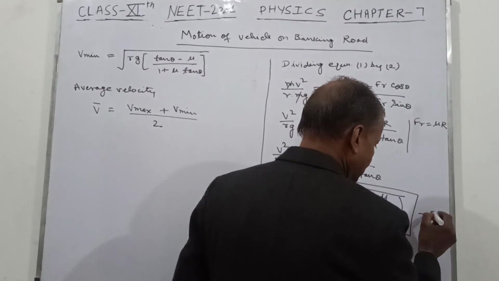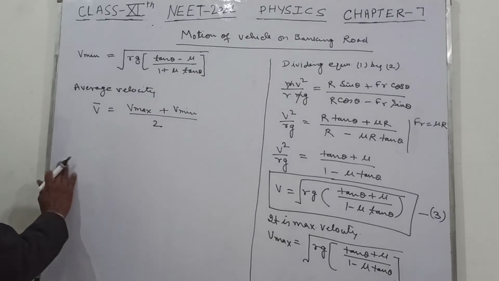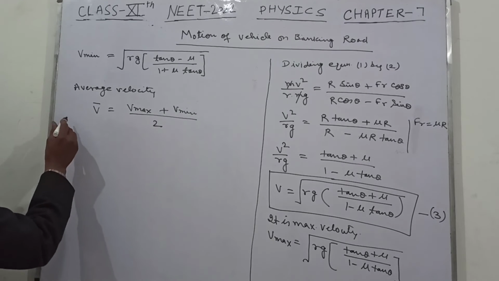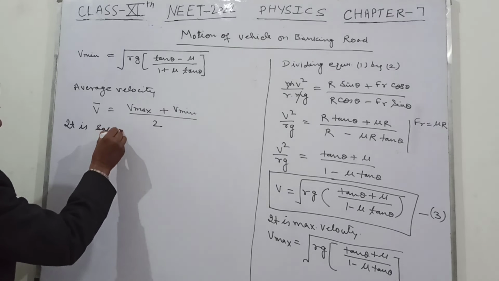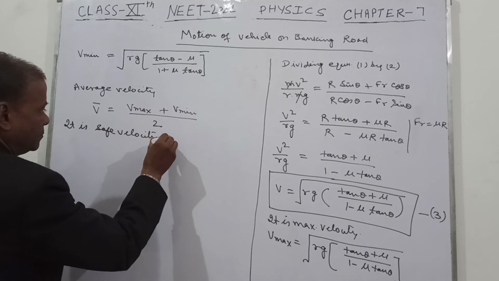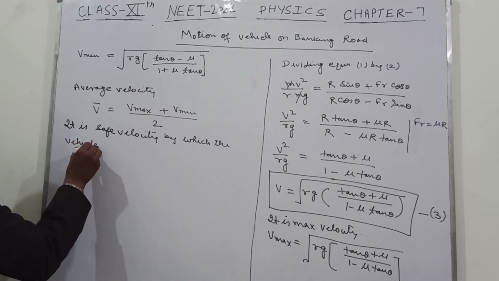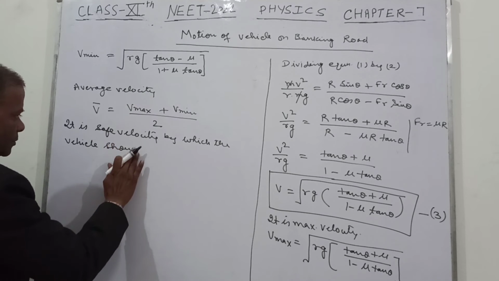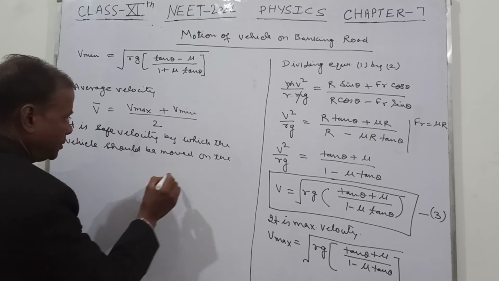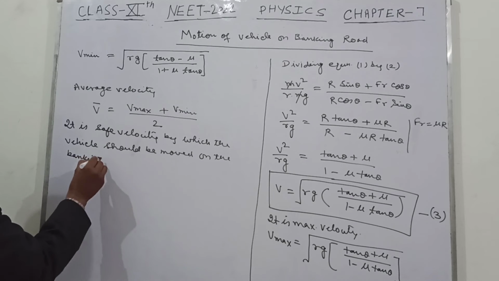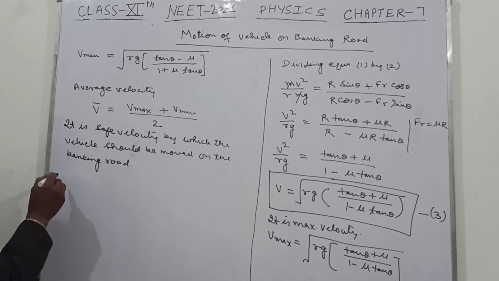So now we take equation number 3. It is the safe velocity by which the vehicle should be moved on the banking road. So now if we take this from equation 3.